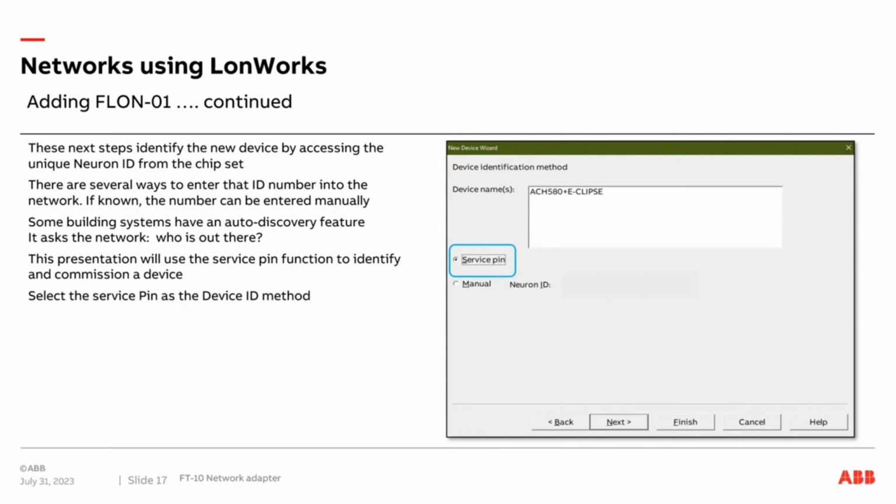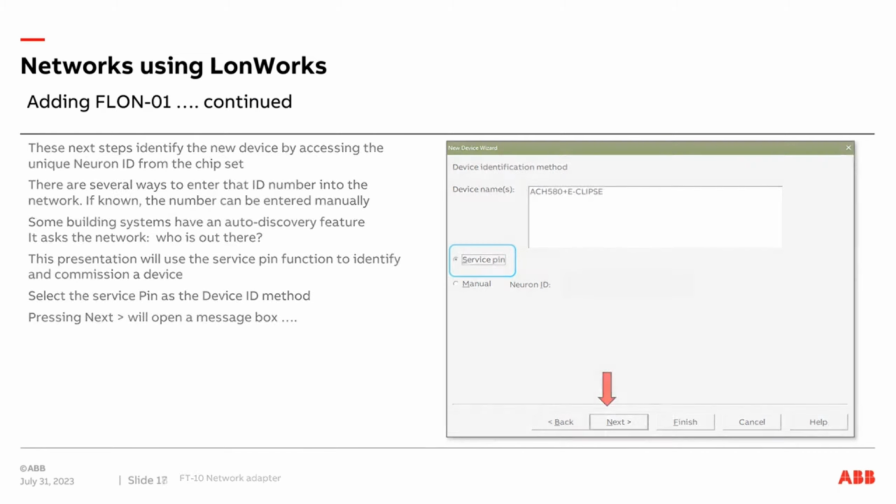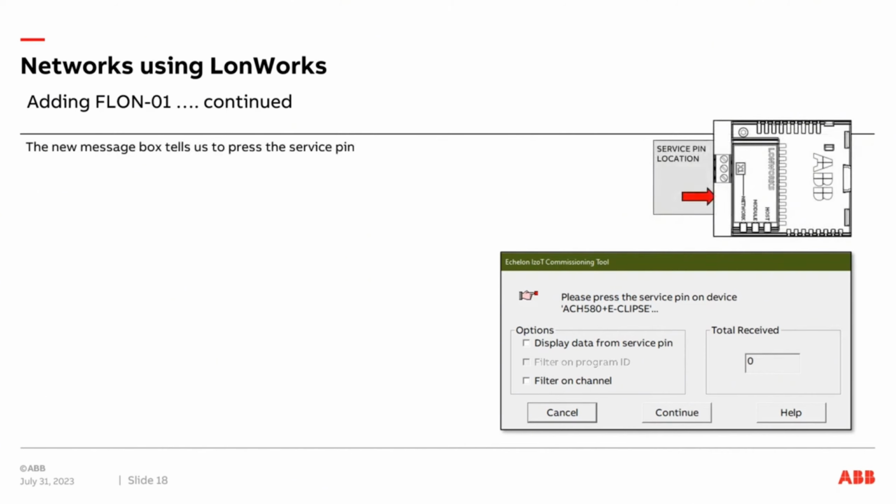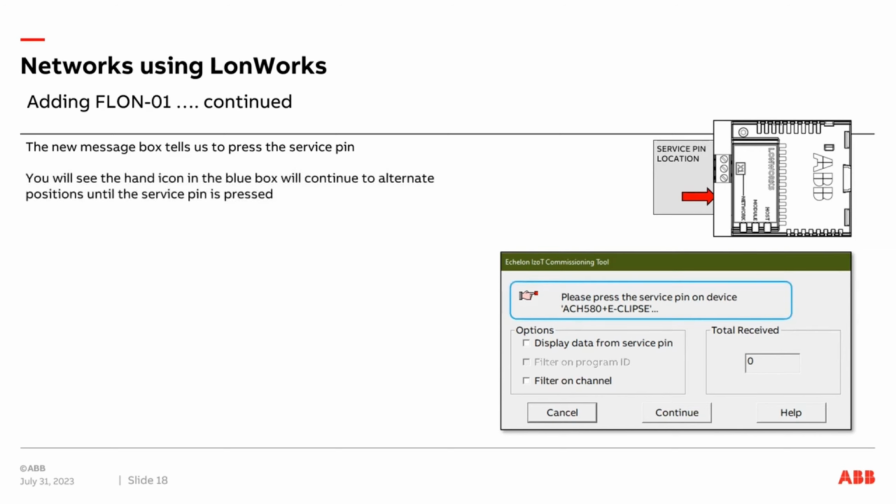It's as simple as it sounds. You simply select the service pin and press Next. Pressing Next will bring up a new information, or in this case, a command box, and the command is very straightforward. Go push the service pin. The illustration on the right shows the location of that service pin on the FLON 01 module. And during the time that you're waiting to press that, the network commissioning tool will show you a little hand there that alternates its position.